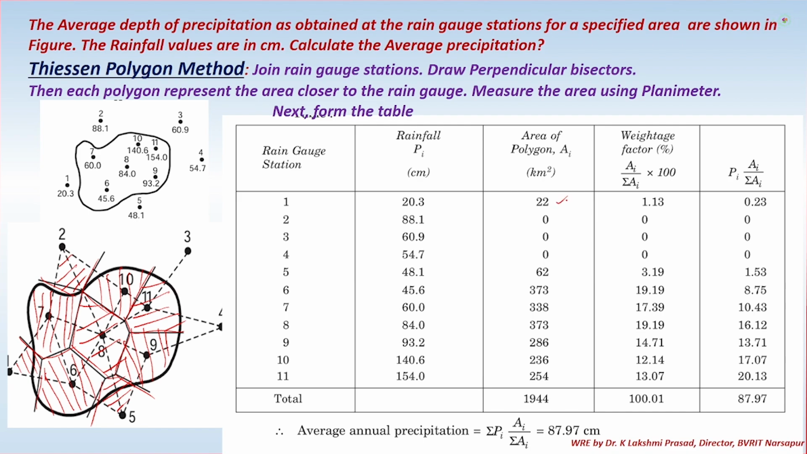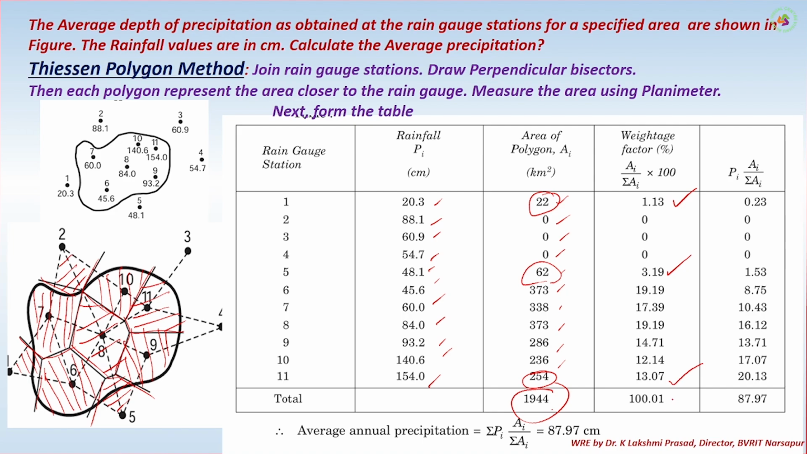Exactly, all this is the rainfall at the rain gauges and the areas under each of the rain gauges. This is the precipitation given at each rain gauge station. Now the areas we have found from these polygons. Then the weightage factor is, suppose you take this area 22 divided by 1944. Like that, if you take 62 divided by 1944 into 100, it will be 3.19. Like that, 254 divided by 1944 is equal to 13.07.